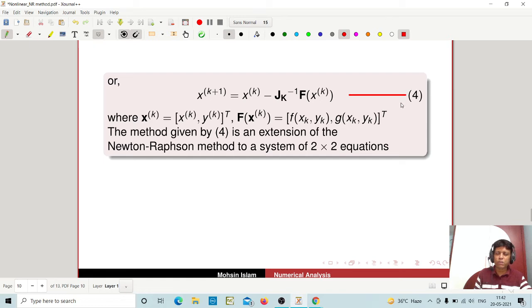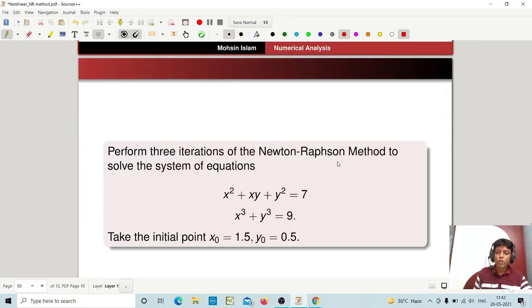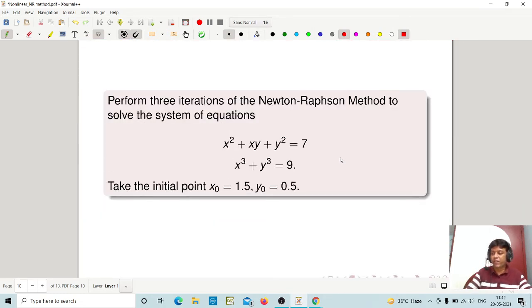So the Newton Raphson method can be applied to nonlinear equations. This is the most important application, and for systems also. Systems of nonlinear equations, finding the solutions. Okay, so let's have an example for that. Let's try with an example. I will explain an example for you.